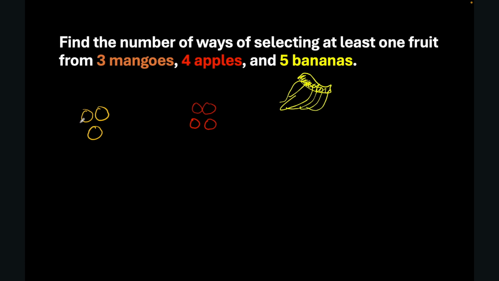So we have 3 options. Either we can select all of them, or one of them, or 2 of them. So we have three possibilities, or none of them. So we actually have 3 plus 1. Either we select 1, 2, or 3, or none of them. That's why the 1 is there. Similarly, we have 4 plus 1, and we have 5 plus 1.